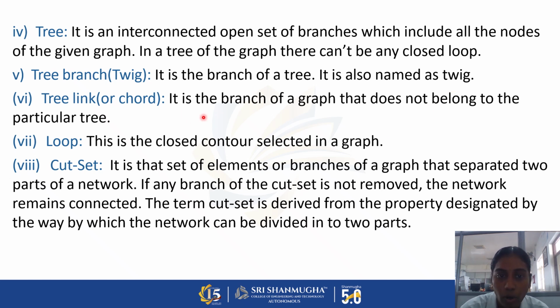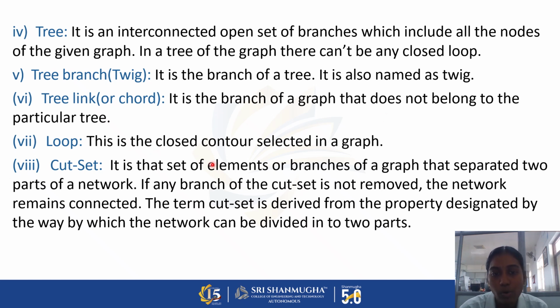Then tree link or cord: it is a branch of the graph that does not belong to the particular tree. That means if you connect that branch to the tree, it will become a closed loop. Then that link is called a cord. That means the tree consists of an open set of branches. When we add some more branches along those branches, and that branch makes the topology a closed loop, that is called a cord.